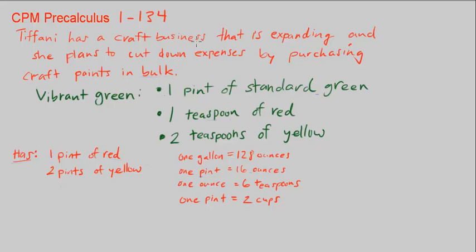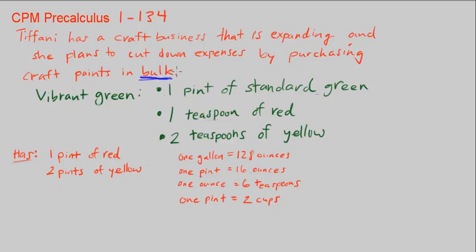This is CPM Precalculus Chapter 1, number 134. So Tiffany has a craft business that is expanding and she plans to cut down on expenses by purchasing craft paint in bulk. That means she's going to buy a lot of paint at once, so it's cheaper than if she just buys a little bit very often.